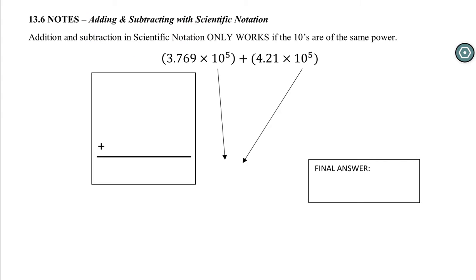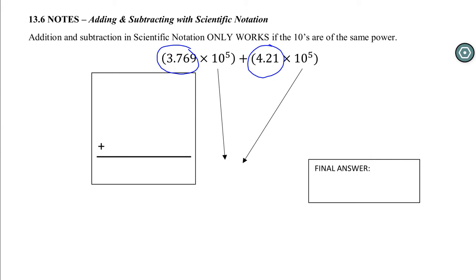So the key thing to remember is that addition and subtraction only works if the tens are the same power. So right here, our powers of 10 have to be the exact same. So lucky for us, our first example, both of these are 10 to the power of 5, which makes our job a heck of a lot easier. So what we're going to do is first add our two constants together.